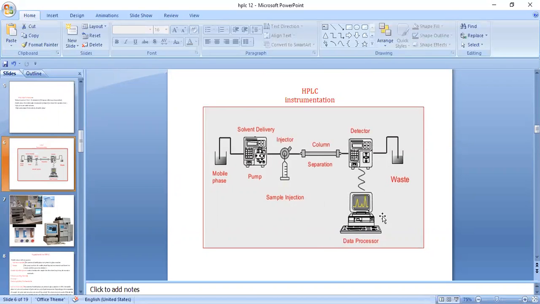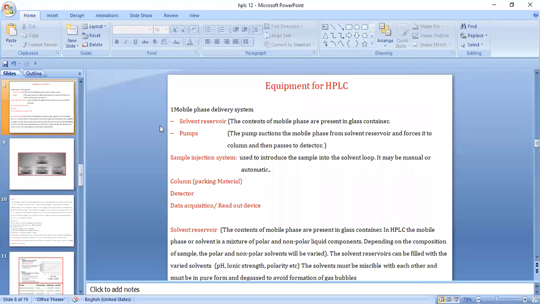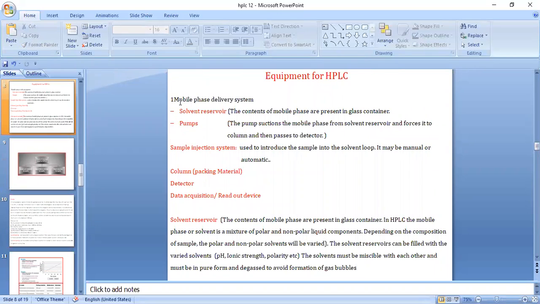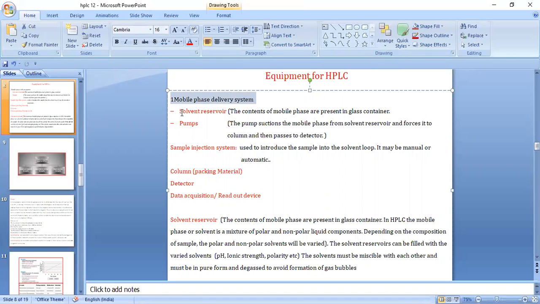It is followed by a data acquisition or data processor for the analysis, and then it is followed by the wastewater. So we have basically the components. That is a mobile phase delivery system. As I told you, it consists of a solvent reservoir and pumps. Then there's a sample injection system that is used to introduce the sample into the solvent loop. It may be manual or automatic. So we will learn what is manual and what is automatic.